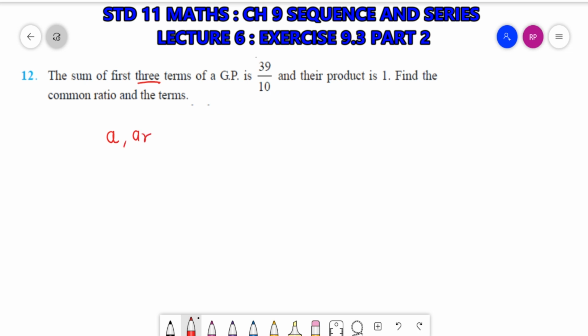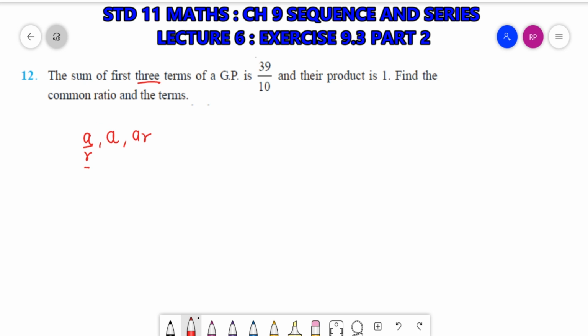And if I want to take the previous term, it will be A divided by R. Now see, this is the first term, A by R. Multiply by R, A. Multiply by R, AR. So we can form the consecutive terms in this way.